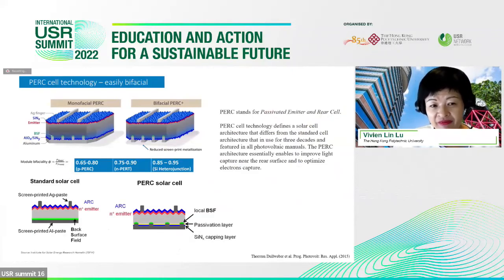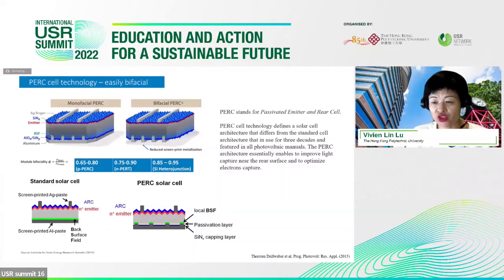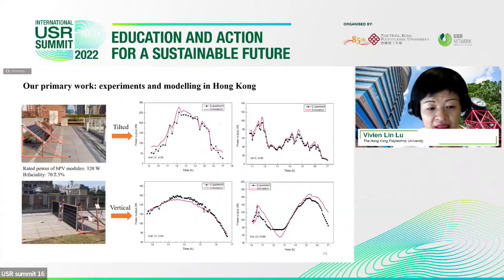Why do we have bifacial PV technology? That's due to the advancement of solar cell development. For example, PERC technology makes it possible for two sides to receive solar energy and convert it into electricity. There is one ongoing project of mine on bifacial PV technologies. We found that compared with monofacial PV modules, bifacial can generate more than 80% power output increase.